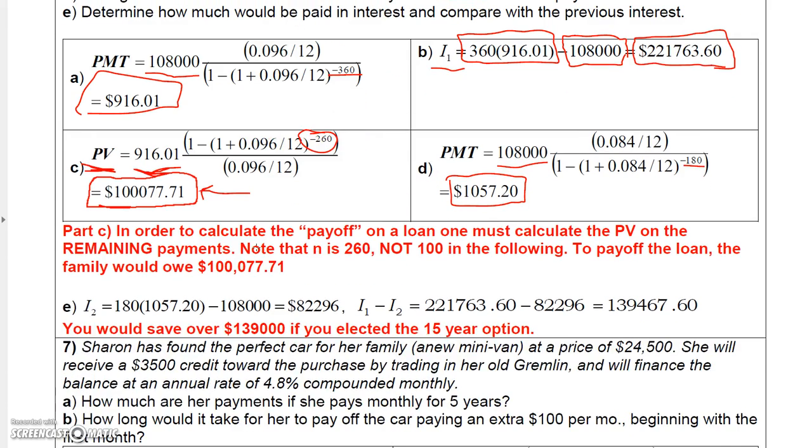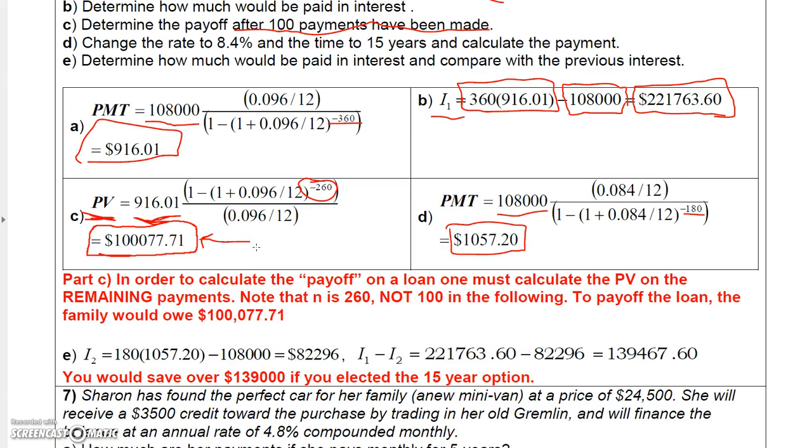Okay. Now the last statement says how much would be paid in interest here. Well, here you're only making 180 payments of $1,057.20. So if you take off 108,000, then that's going to leave you with 82,000 in interest that you paid.